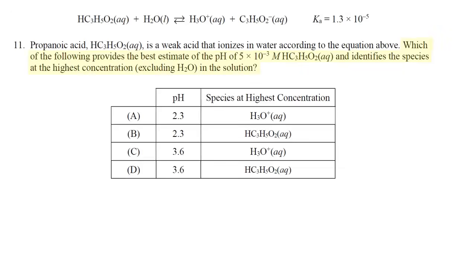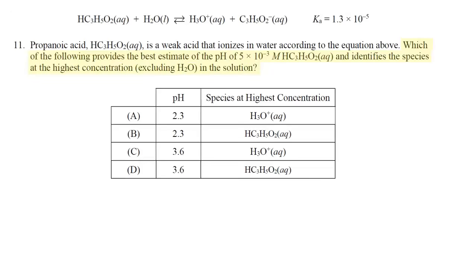Now the question says, which of the following provides the best estimate of the pH of a 5 times 10 to the negative 3 molar solution of this propanoic acid, and identifies the species at the highest concentration, excluding water, in the solution. So for the species at the highest concentration, our choices are either the propanoic acid formula, HC3H5O2, or the hydronium ion.